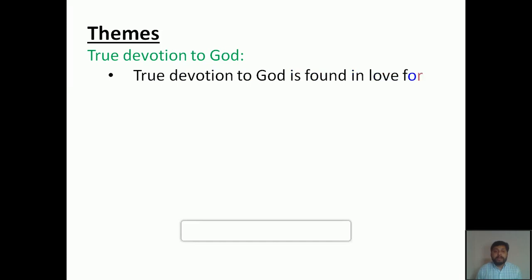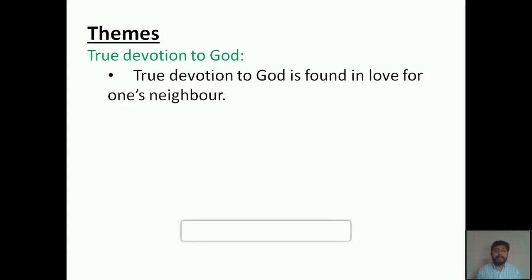Now let's discuss some other key features of the poem. First one, it's about themes. The first theme expressed in this poem is true devotion to God. A person should have true devotion to God. And how can it be done, according to this poem? True devotion to God is found in love for one's neighbor. So when we love our neighbor sincerely, true devotion to God takes place.